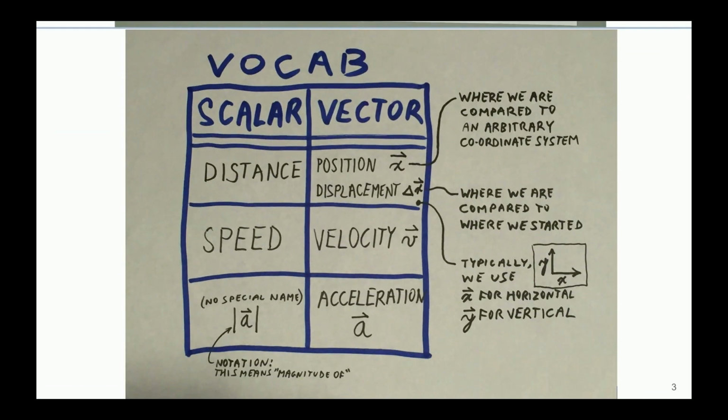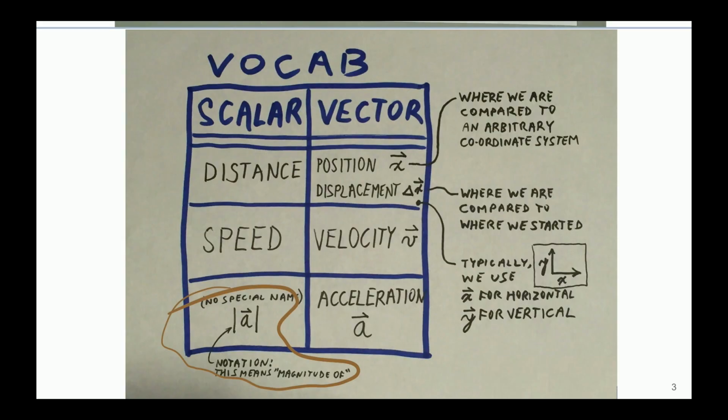Okay, so in terms of our vocabulary, we know what a scalar and a vector are. We know that examples of scalars are distance and speed. Examples of vectors are position, displacement, and velocity. And even acceleration is a vector. I looked around, and I don't think there's a special name for acceleration as a scalar, but if you put the magnitude signs on that, you could say that's the magnitude of acceleration, and we don't have a special word for it like we do for speed.